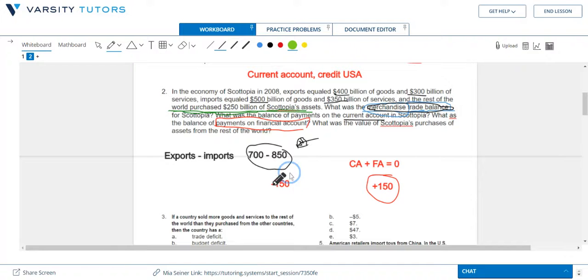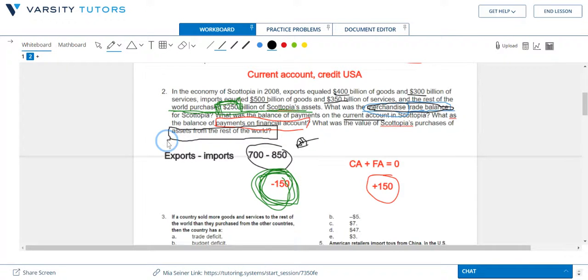So right now, Scotopia spent $150 more buying other countries' imports than it earned having their own goods bought by other countries as exports. So if they are in a $150 trade deficit, then the whole world gave them $250 to spend. So they overspent by 150. The whole world gave them 250. What are they going to do with that extra $100? They're going to buy assets from the rest of the world.